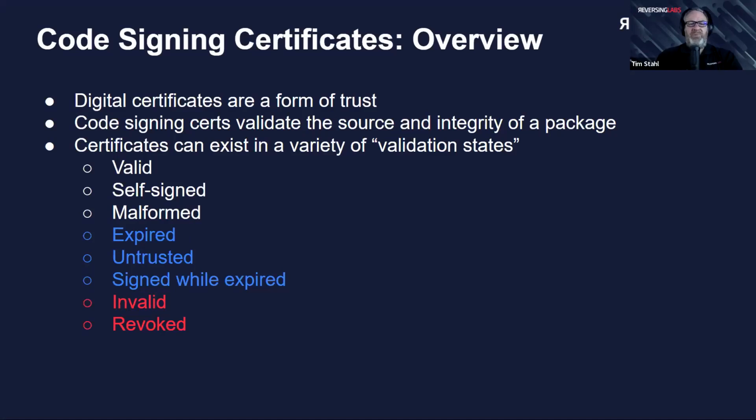Malformed is another one, right? That's where we sort of get into the issues you need to be aware of. And then as we go through expired, untrusted, and signed while expired, those are things where you now have a higher level of risk, and then invalid and revoked are the serious issues that you need to be aware of.